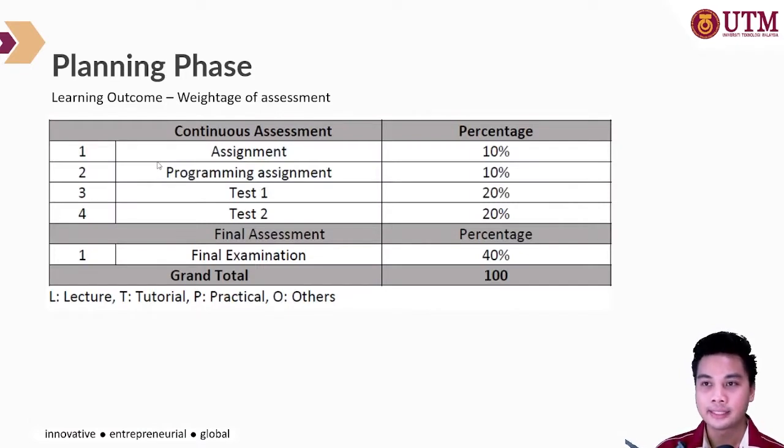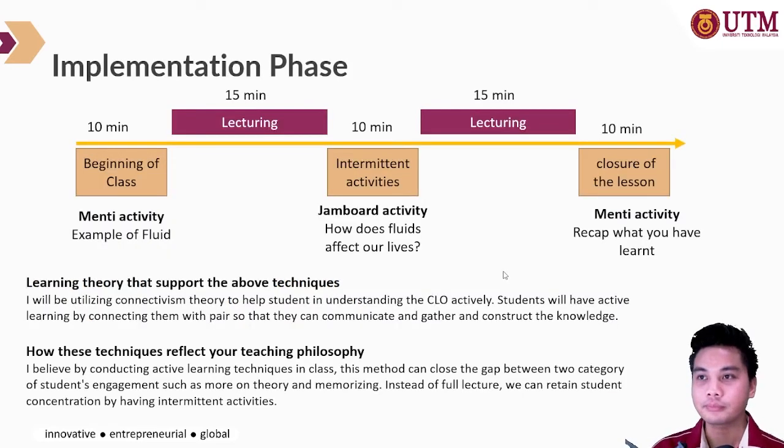Next, let's take a look at the weightage of the assessment. The assignment, which is a formative assessment, is 10%, programming assignment 10%, test 1 and test 2 20%. So the total here is 60%. And the final exam is 40%. Total is 100%. So how do I implement these methods?